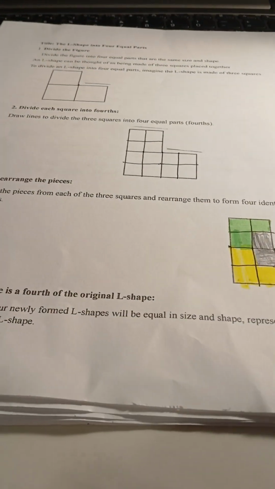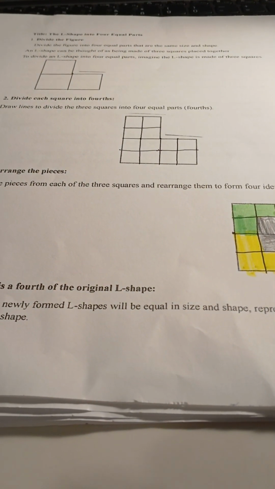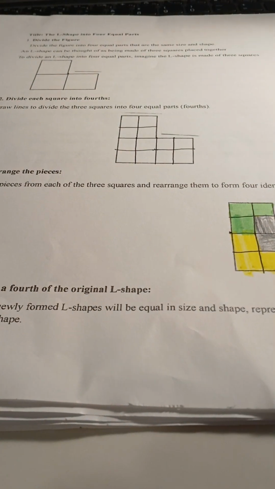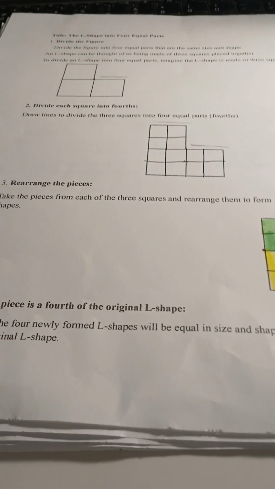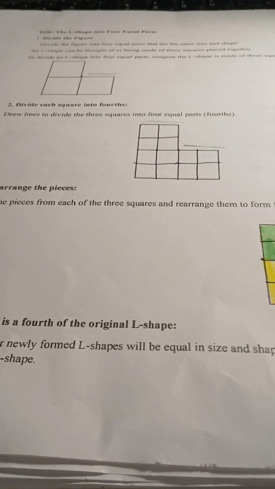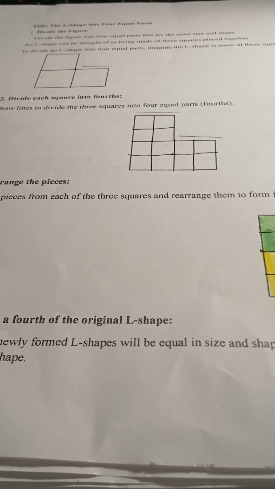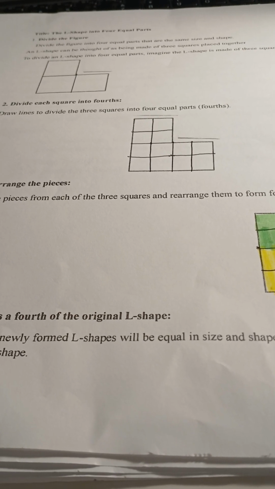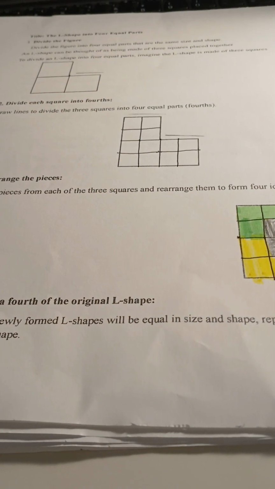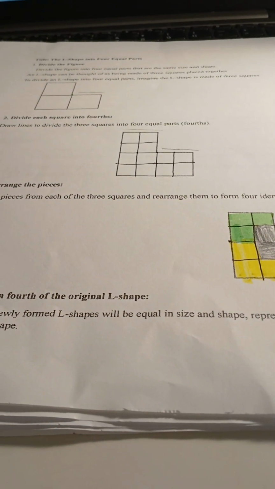The next activity that I did was the L shape, trying to put it into four equal parts. In this activity, I had a little hard time trying to figure out how I was going to do the parts evenly. Then I came across an idea: I divided this L shape into three squares. As I figured that out, I then had to figure out how I was going to make it into four other squares.